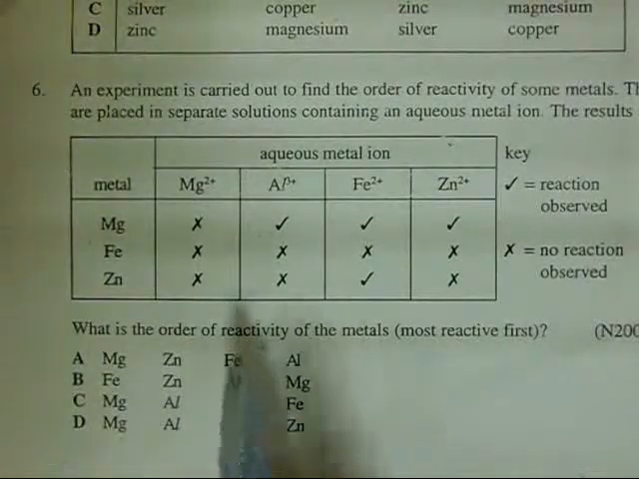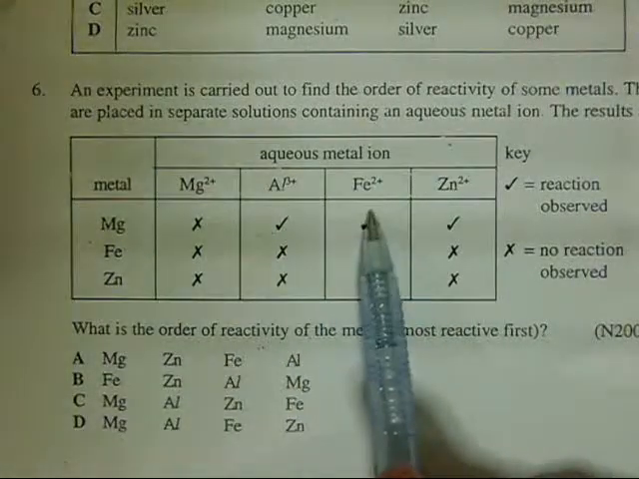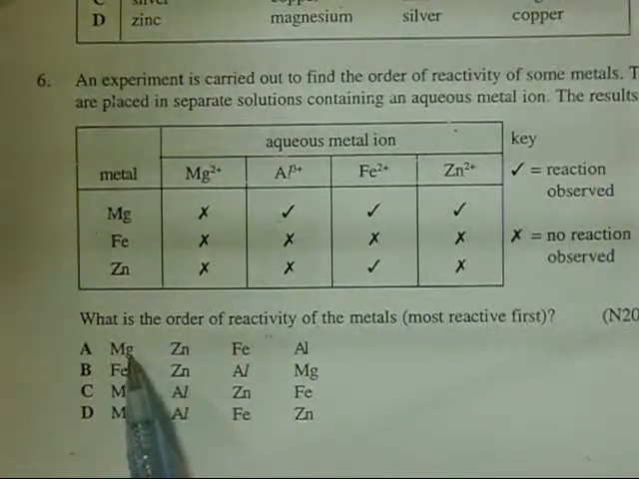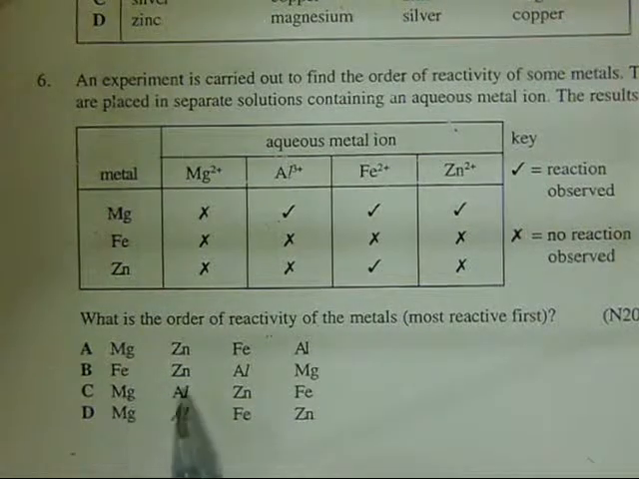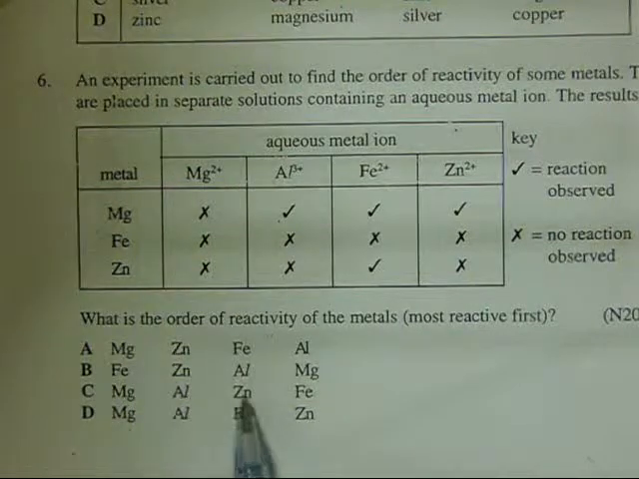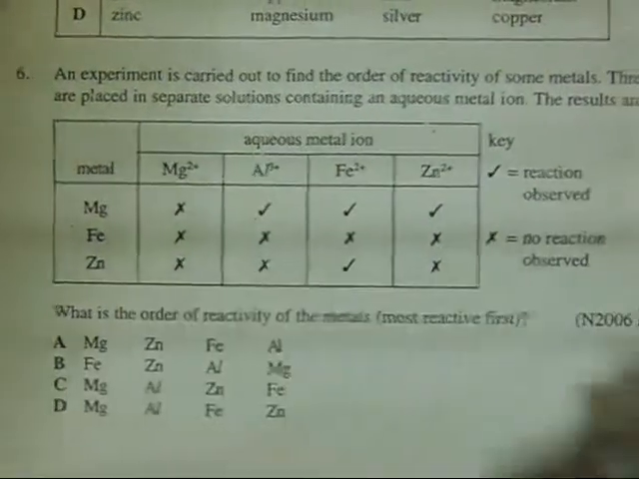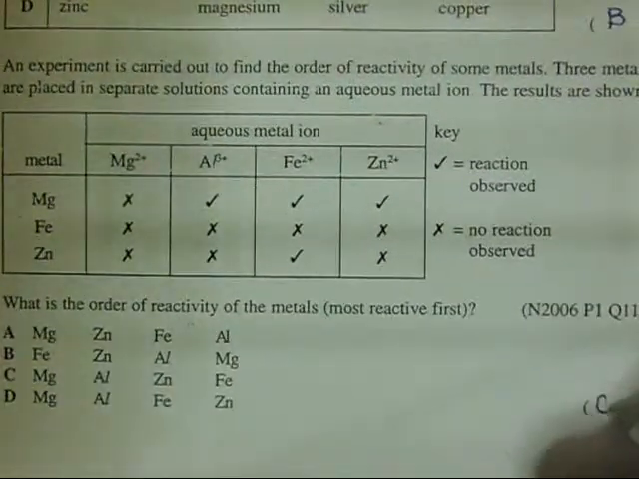Now similarly for this question, this information is not needed. You can straight away arrange the metals in order of reactivity, which is the first one should be magnesium, followed by aluminium, followed by zinc, followed by iron. So the answer is C.